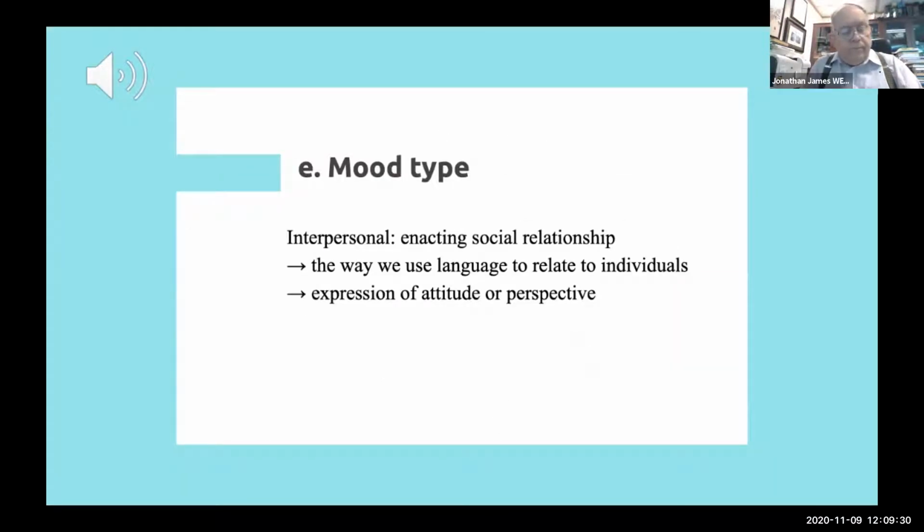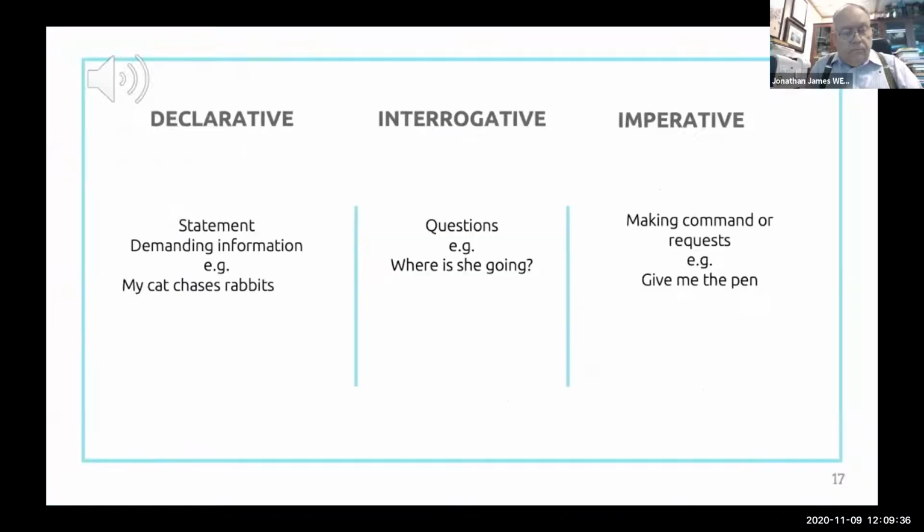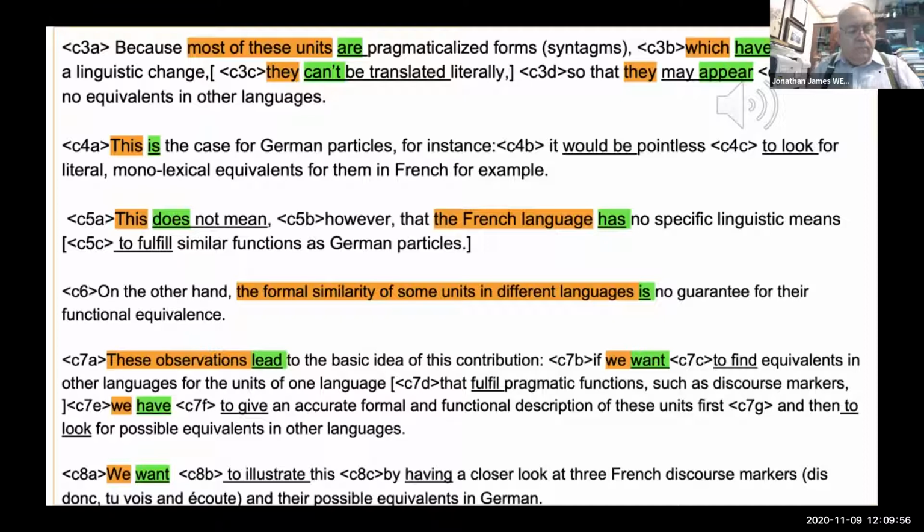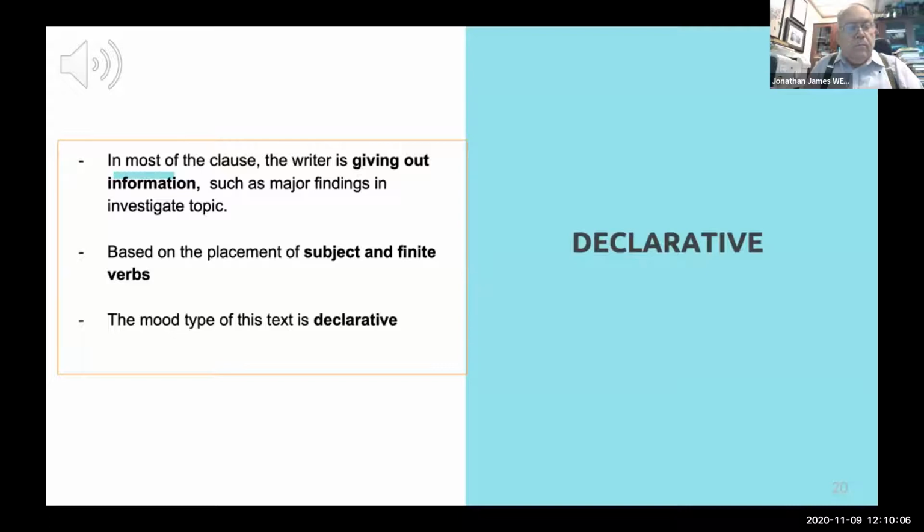For mood, it is about enacting social relationships and how the use of language relates to individuals. There are 3 mood types, which are declarative, interrogative, and imperative. The orange one is representing the subject and the green one is the finite verb. And these are some subjects and finite verbs that we found in the clause. As you can see, in most of the clauses, the writer is giving out information. And based on the placement of subject and finite verb, the mood type of this text is declarative.